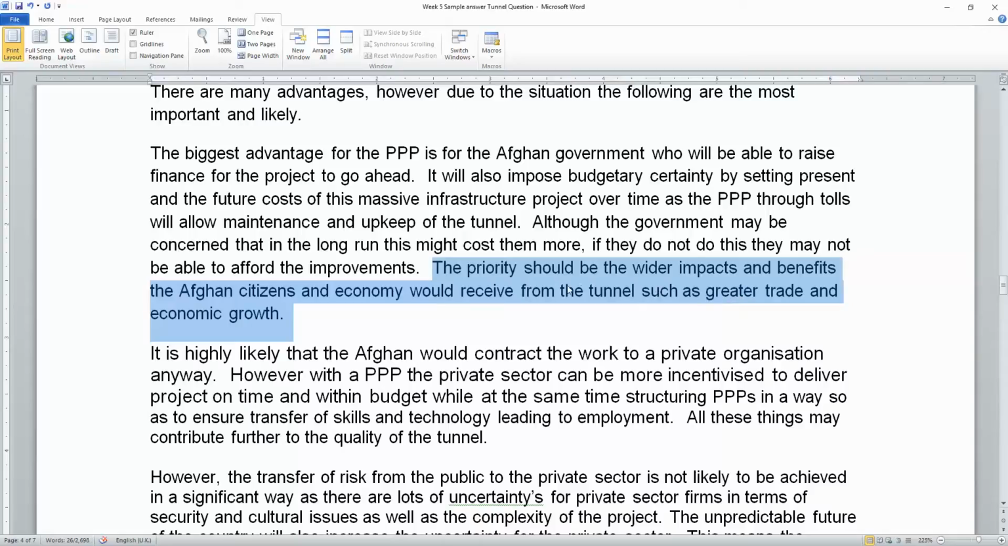So again, I'm showing some judgment here by saying, look, this is the biggest advantage. There's a small disadvantage here, but their priority should be the long-term benefits, and maybe not focusing too much on this extra bit of money, because they're going to make loads more money by the tunnel being available.